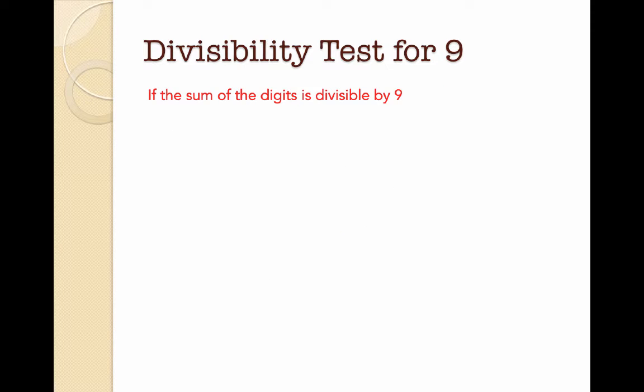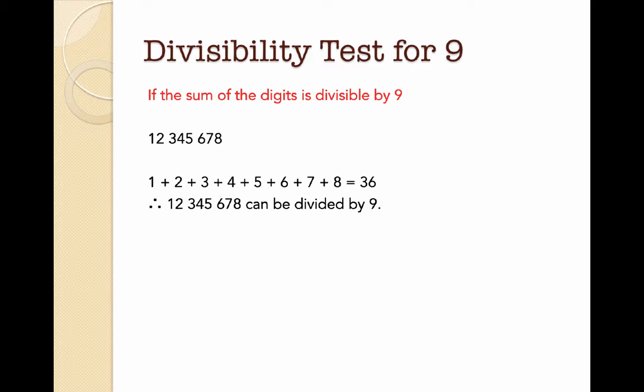Alright, let's look at the divisibility test for 9. Very similar to 3. If the sum of the digits is divisible by 9, then it can be divided by 9. So our number 1, 2, 3, 4, 5, 6, 7, 8, when we add up those numbers, comes to 36. And 36 can be divided by 9. This means that our number can be divided by 9. Also, if I added the 3 and the 6 together, I would get 9, and that can obviously be divisible by 9.